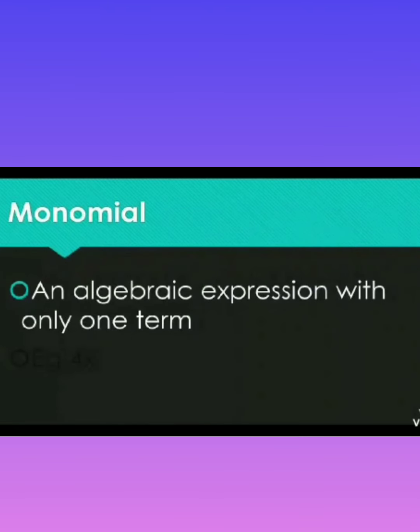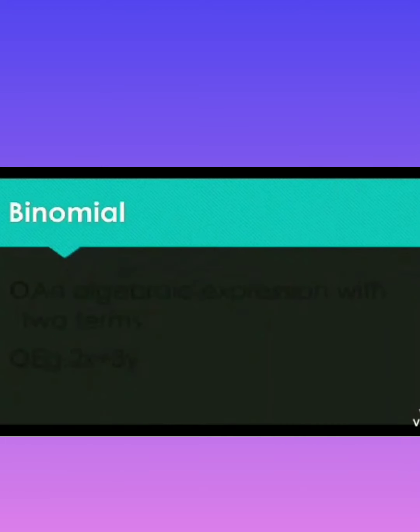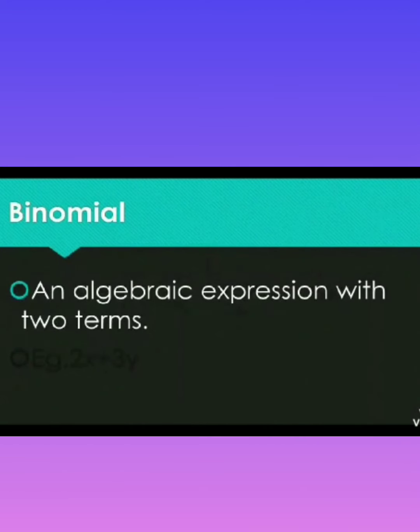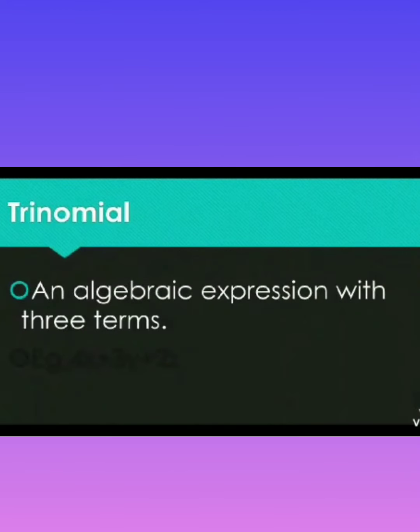An algebraic expression with only one term is called monomial. Example 4x. Binomial. An algebraic expression with two terms. Example 2x plus 3y. Trinomial. An algebraic expression with three terms. Example 4x plus 3y plus 2z.